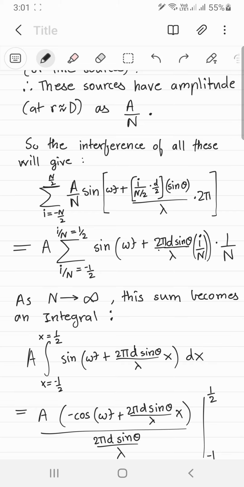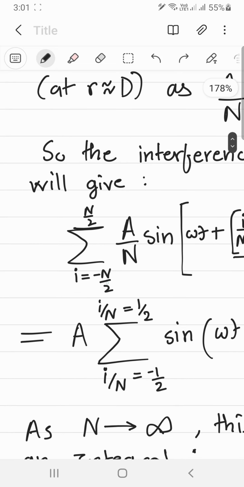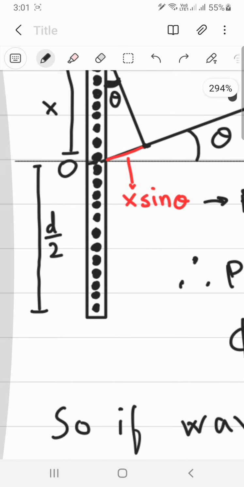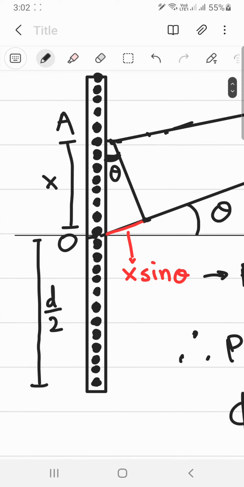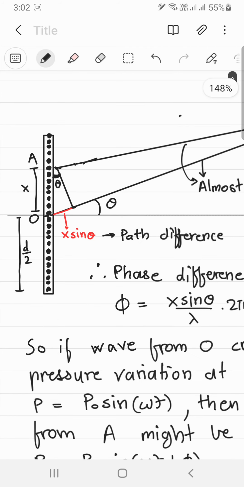So let's break this down. It's a sum from i equal to negative N upon 2 to N upon 2. So this would be the last one of these, that would be the negative N by 2th source, and this would be the 0th source. I know this is very weird and unconventional. Why should we count from negative numbers? But I mean, if programmers can count from 0, we can as well count from negative numbers.